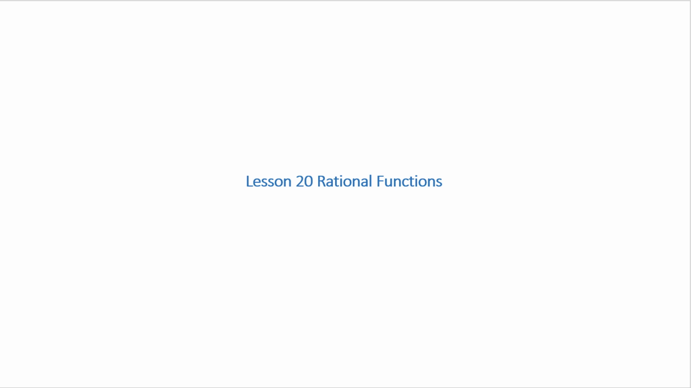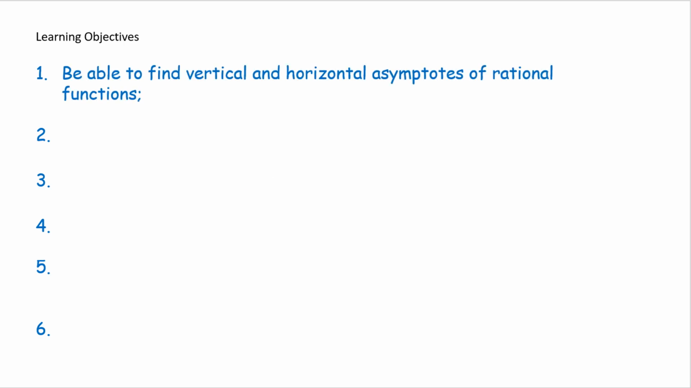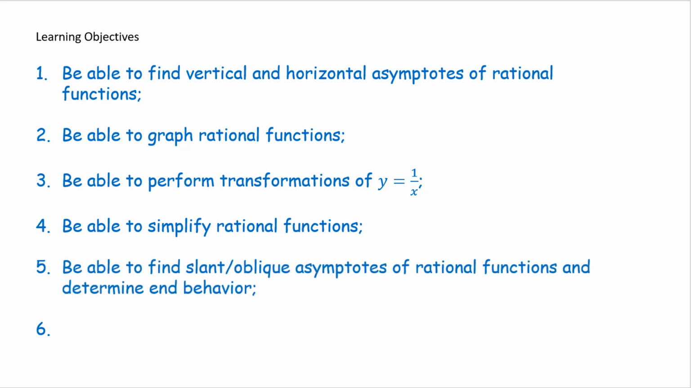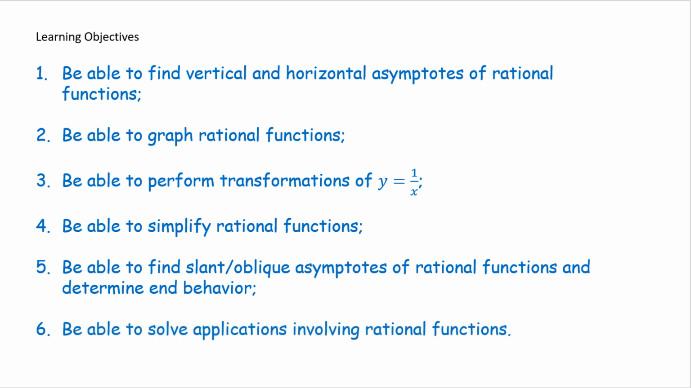To that end, upon successful completion of this lesson, you will: 1. Be able to find vertical and horizontal asymptotes of rational functions. 2. Be able to graph those rational functions. 3. Be able to perform transformations of the basic graph y equals 1 over x. 4. Be able to simplify rational functions. 5. Be able to find slant or oblique asymptotes of rational functions and determine their end behavior. And finally, 6. Be able to solve applications involving rational functions.